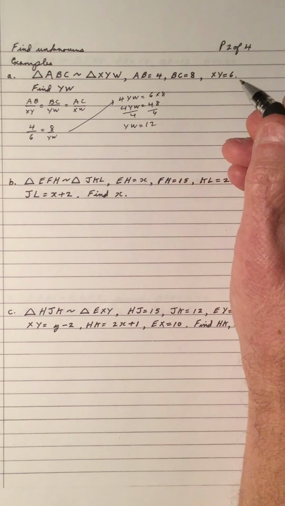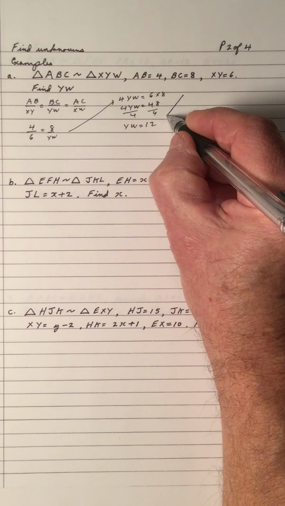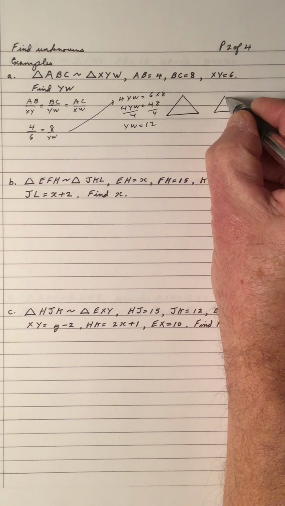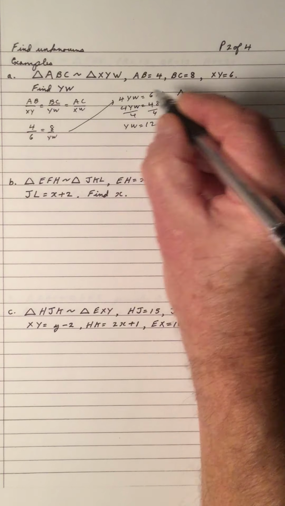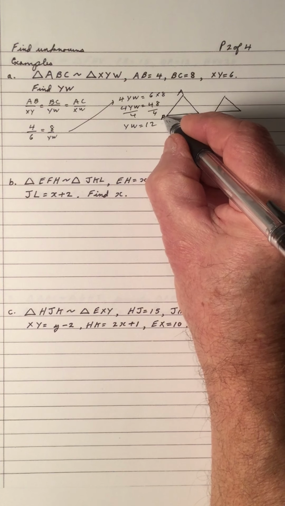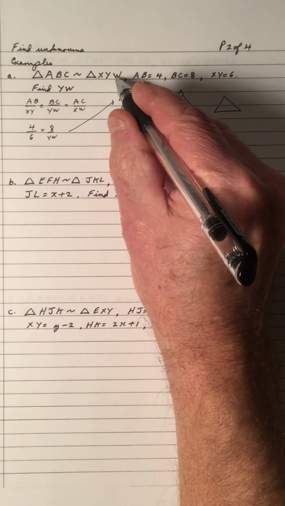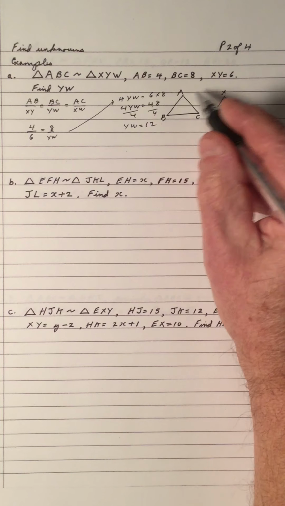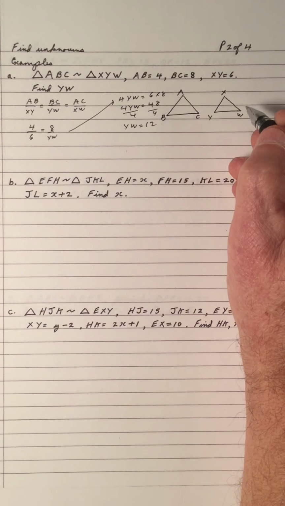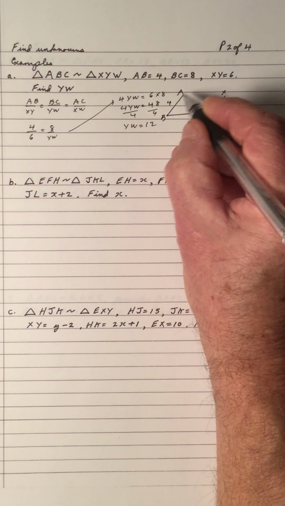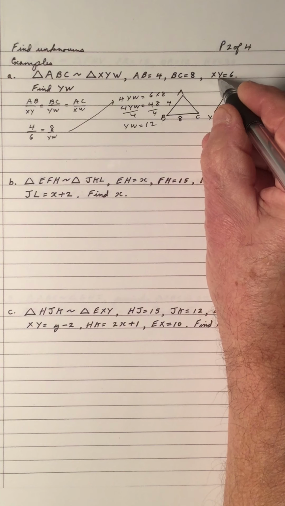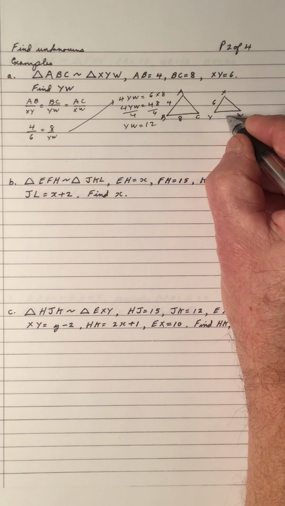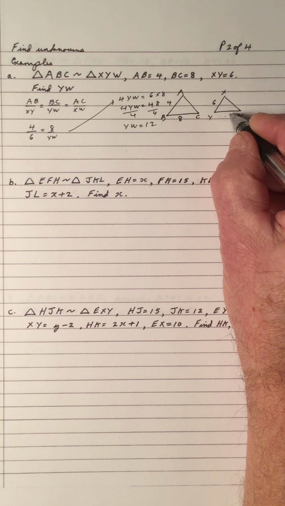We could have also done it by drawing two triangles and filling in the unknowns on the triangles. Just watch. Sometimes this works faster. So triangle ABC, A, B, C, and X, Y, W. Notice I've listed them in the order A, B, C, X, Y, W. So if I fill in AB is 4, BC is 8, and XY is 6, then we've got to find YW. I could mark an X here or just leave it as YW.